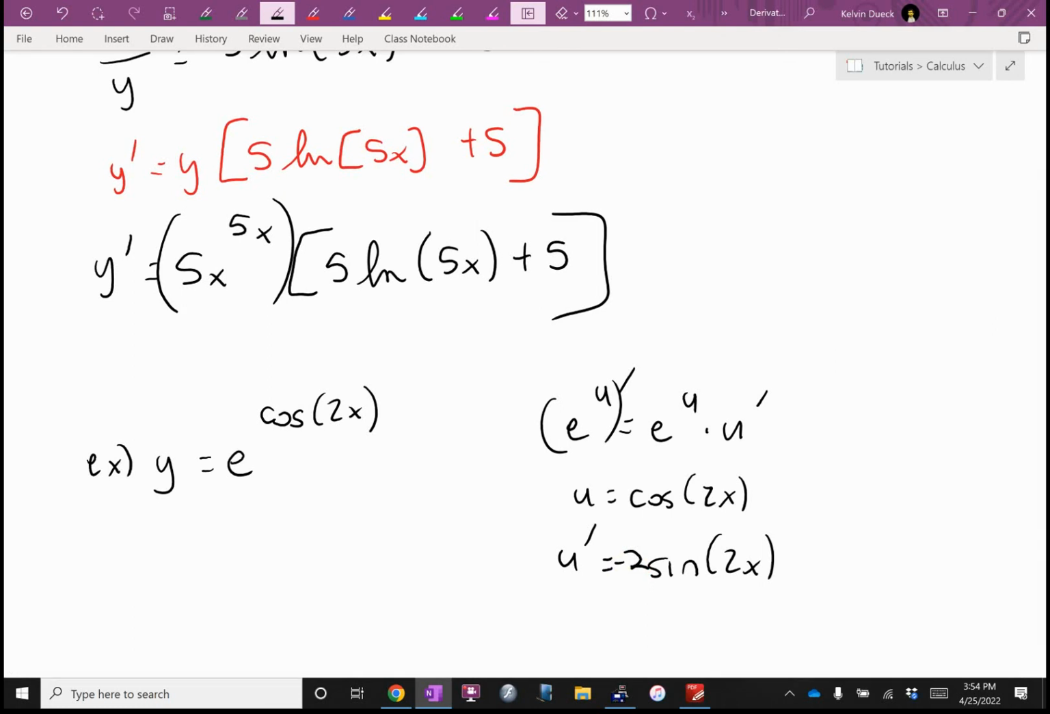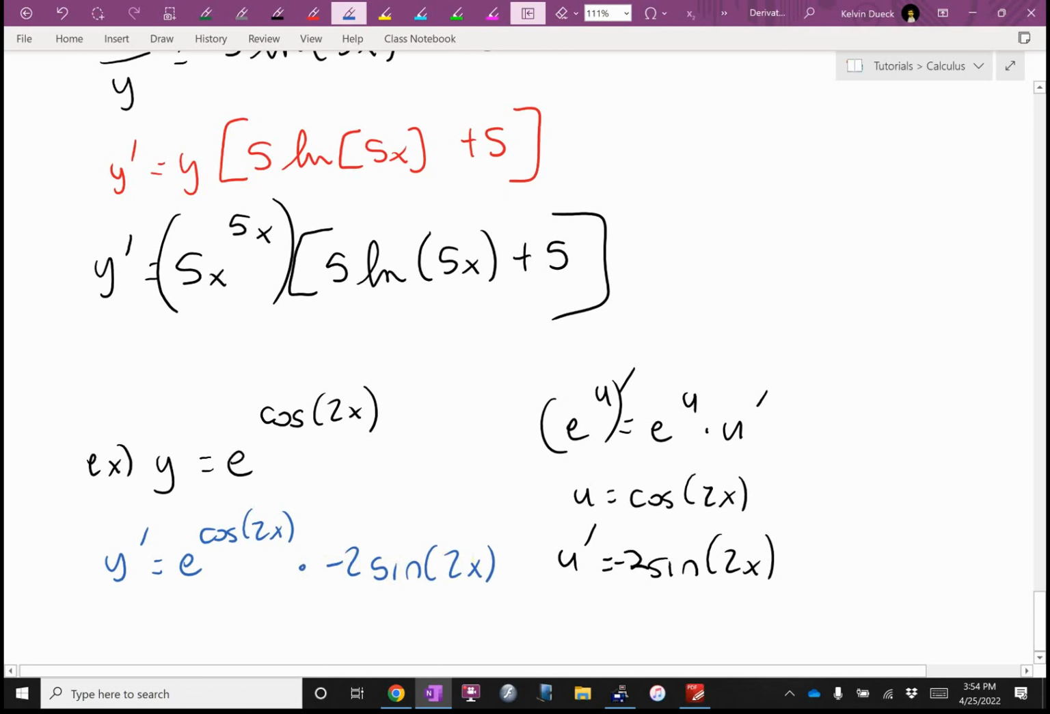All right, so now, what's y prime? It's going to be e to the u times the derivative of u. There you go. They might move that trig function in front of the exponent, because usually we do, so they might write it as negative 2 sine of 2x times e to the cos 2x. But there's an example of using your base e, right?